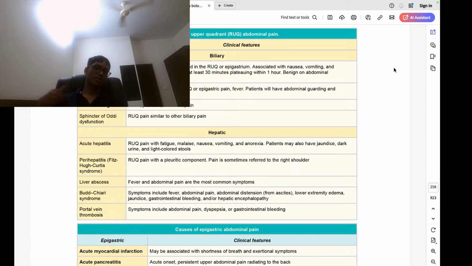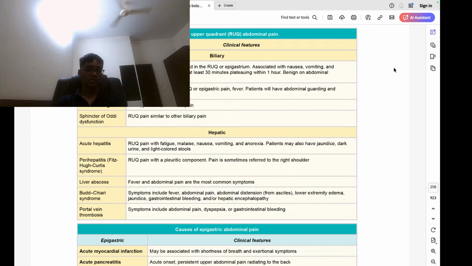Again, this also causes right upper quadrant pain, fever, and abdominal guarding, and Murphy's sign will be one extra. Acute cholangitis is fever, jaundice, and right upper quadrant pain. Dysfunction of the sphincter of Oddi is right upper quadrant pain similar to other biliary pain. Murphy's sign I want to check once.